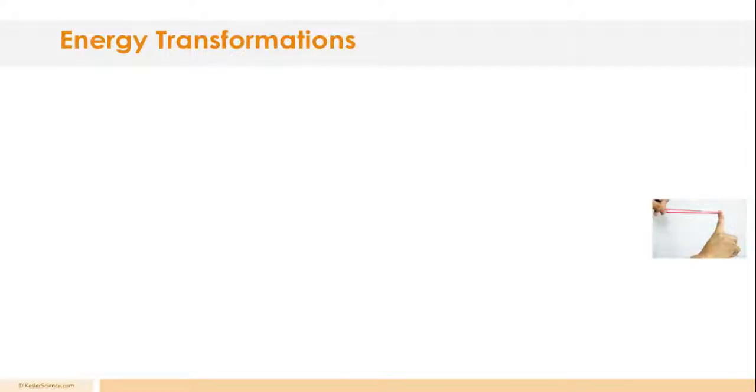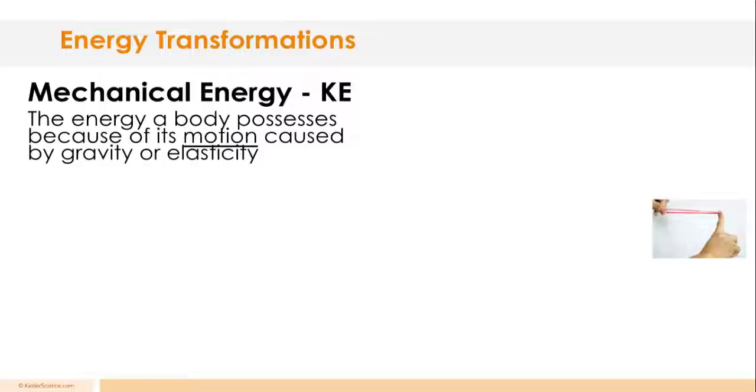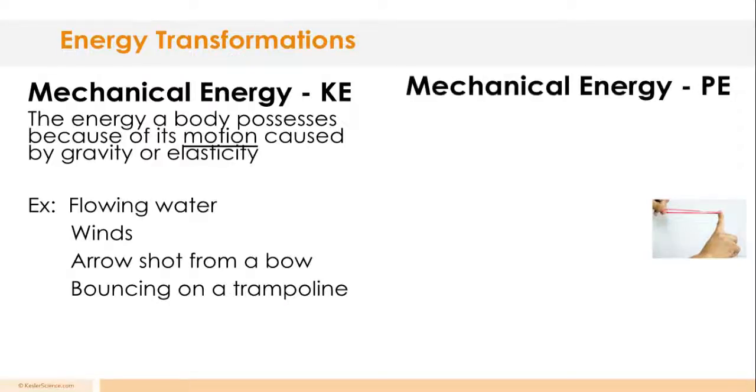All right, so as we talk about energy transformations, let's look at some of those different types of energy. We'll look at mechanical energy first. Mechanical energy in its kinetic form is the energy that a body possesses because of its motion caused by gravity or elasticity. And so it's moving. If something's moving, it's mechanical energy. Flowing water, winds, an arrow shot from a bow, bouncing on a trampoline, all of those would be mechanical energy.